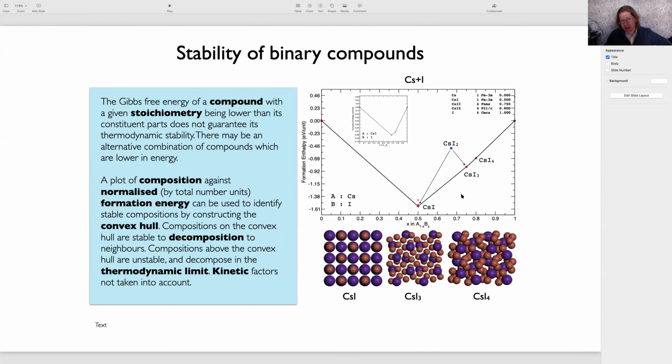So you can see here the red, the caesium iodide has got a ground state structure. And it's also got a couple of metastable structures as well. You can see, maybe if you look closely, there's some other metastable caesium structures. For the other compositions, it seems that we've only got one for each. Oh no, there's two for the iodine as well up here.